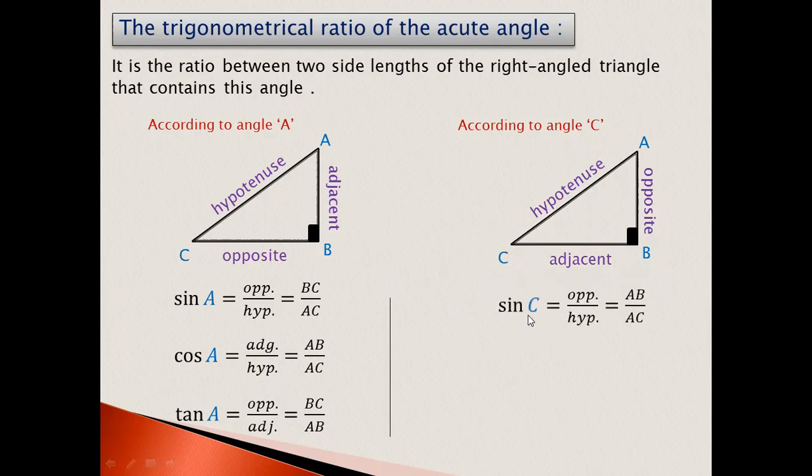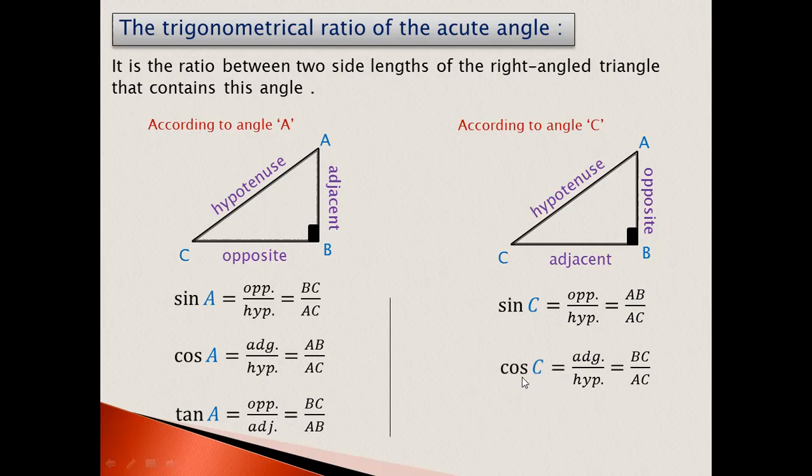Sine C equals the ratio between the opposite side of the angle C and the hypotenuse. The opposite side of the angle C is AB, and the hypotenuse is AC. That means it's going to be AB over AC. Sine C equals AB over AC.